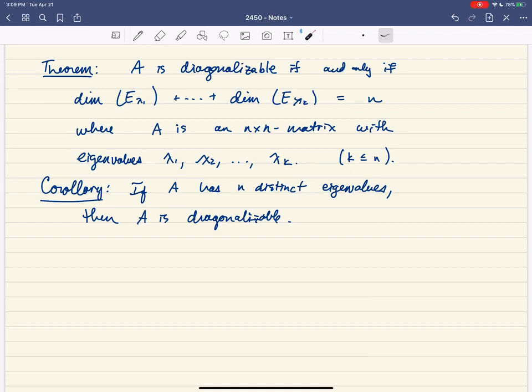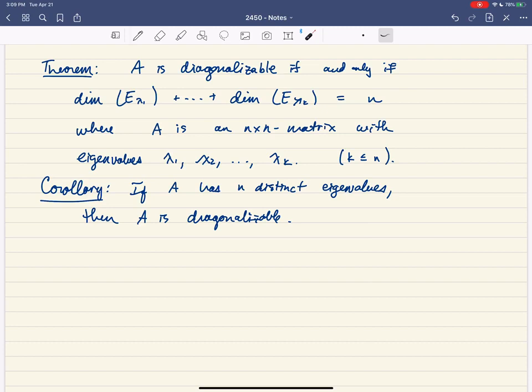In this video, we're going to talk about diagonalization and the actual process that's going to be used to diagonalize a matrix if it's possible. I want to remind you of the theorem that we talked about in the last video about when a matrix is diagonalizable. If you have an n by n matrix A, and suppose that A has eigenvalues lambda 1 to lambda k, where k is less than or equal to n, then the matrix is diagonalizable if and only if the sum of the dimensions of the eigenspaces is n.